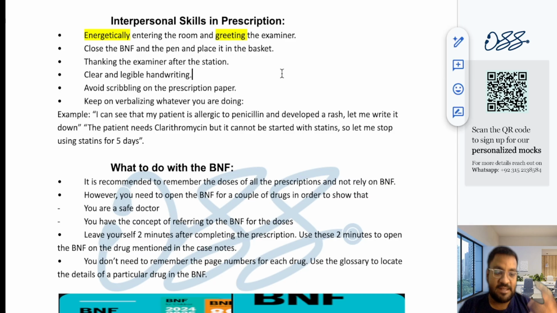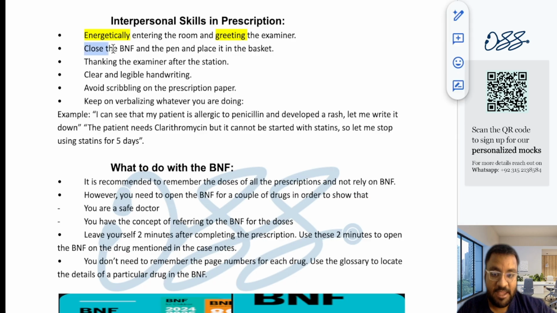Be energetic: hello examiner, I'm Dr. Saroj Siddiqui, my GMC number is this. May I please proceed with the station? That is one important point of the IPS. Number one. Number two, you need to show that you are disciplined. If you're using the BNF, at the end of the station make sure that you close the BNF and keep it back in the basket where it was initially. You also need to make sure that you close the pen as well.